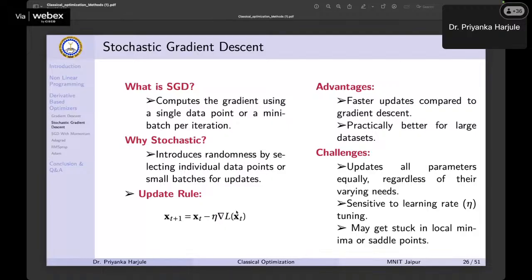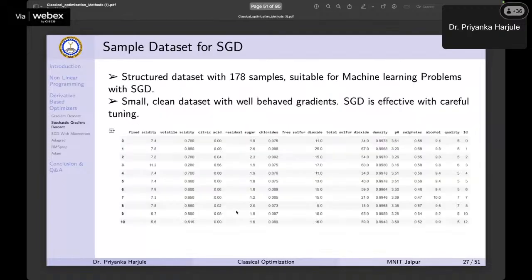And this is sensitive to learning rate tuning. So if you change the value of eta, the learning rate, from 0.1 to say 0.12, that also may create a lot of variance in your output. And of course it may get stuck in the local minima or saddle point. So a saddle point is nothing but a point of inflection in the higher domains, where you have neither a maxima nor a minimum.